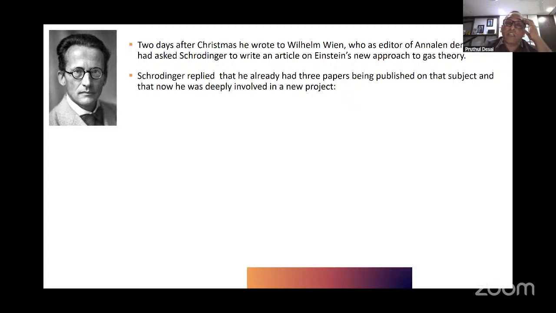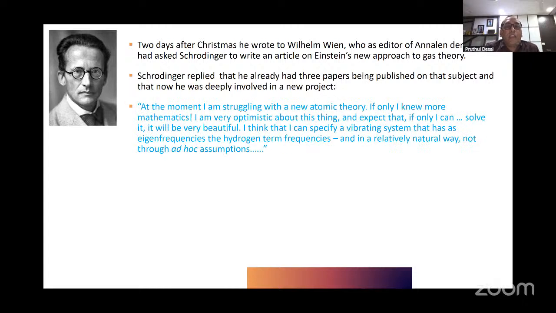Two days after Christmas, it so happened that Wien, who was the editor of Annalen der Physik, the journal in which Einstein published his 5 papers of Annus Mirabilis, asked Schrödinger to write an article on Einstein's new approach to gas theory. Schrödinger replied that he had already published 3 papers on that subject, and now he was deeply involved in a new project. This is what Schrödinger is writing to Wien, and this is his quote: "At the moment, I'm struggling with a new atomic theory. If only I knew more mathematics."